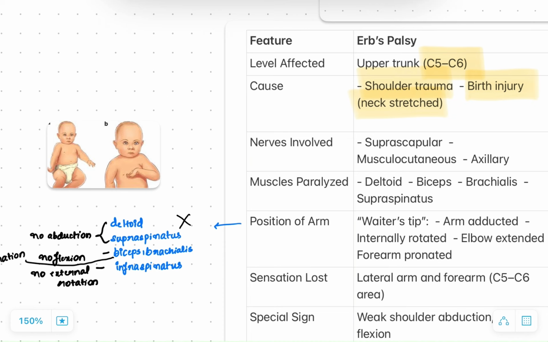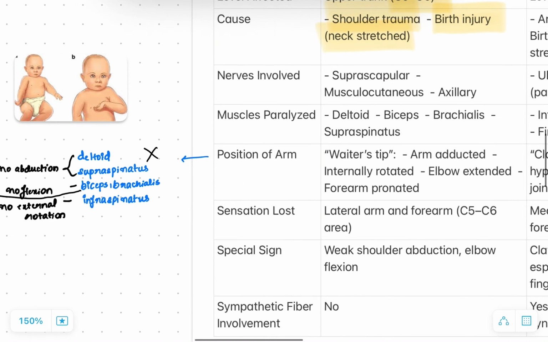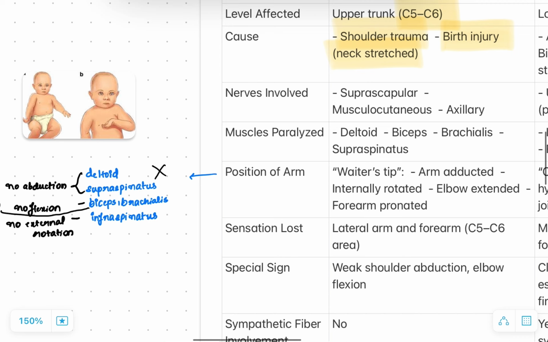So there will be adduction, extension, internal rotation and pronation of the arm and the forearm. Here the waiter's tip posture will be seen: arm adducted, internally rotated, elbow extended and forearm pronated. Extension and pronation of the forearm, adduction and internal rotation of the arm is seen.